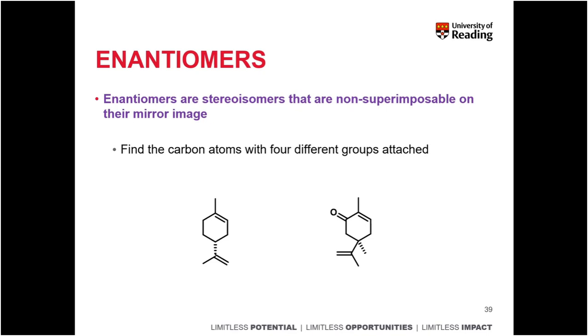So enantiomers are stereoisomers that are non-superimposable on their mirror image, and we know we can spot where this might happen by looking for carbon atoms in structures with 4 different groups attached. Look at the 2 molecules below. Find the carbons with 4 different groups attached. And they're highlighted in red on this structure.